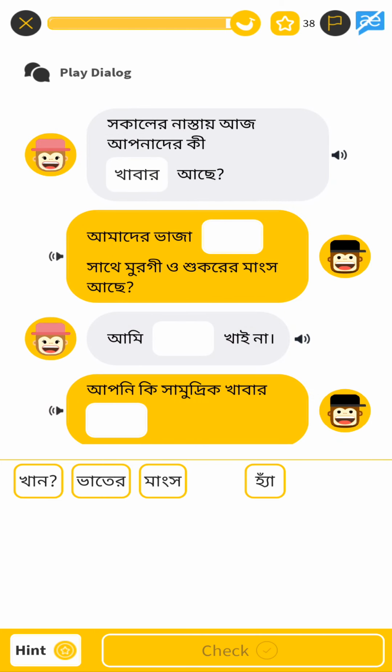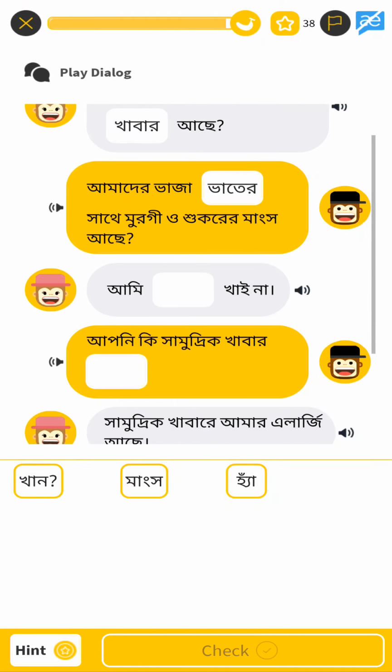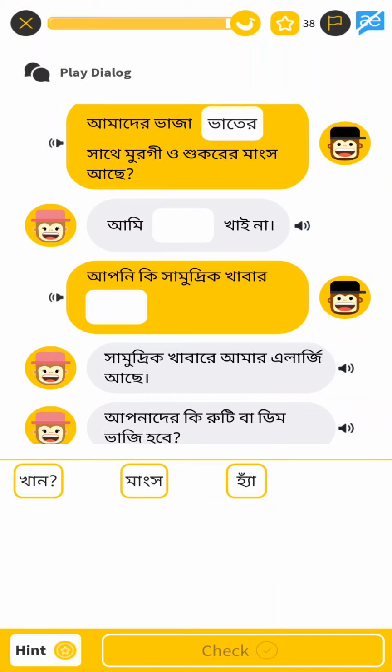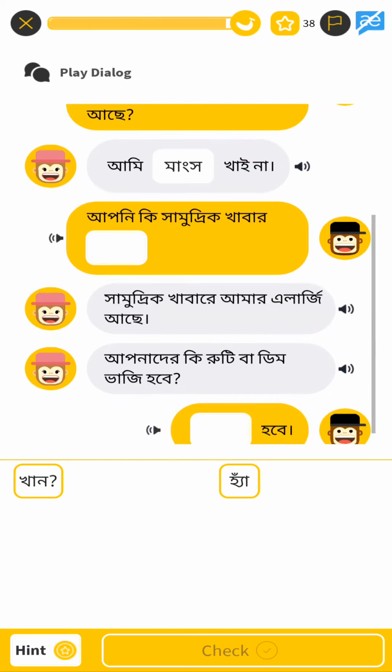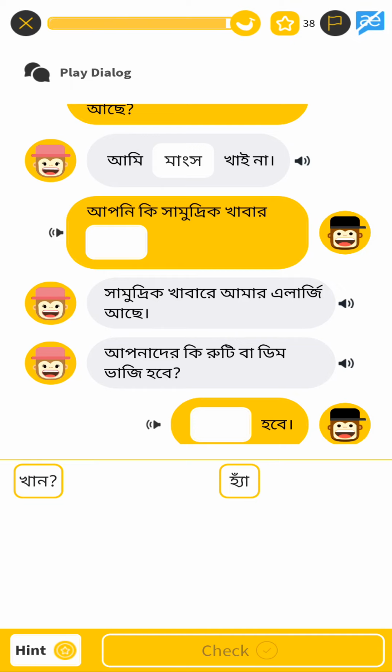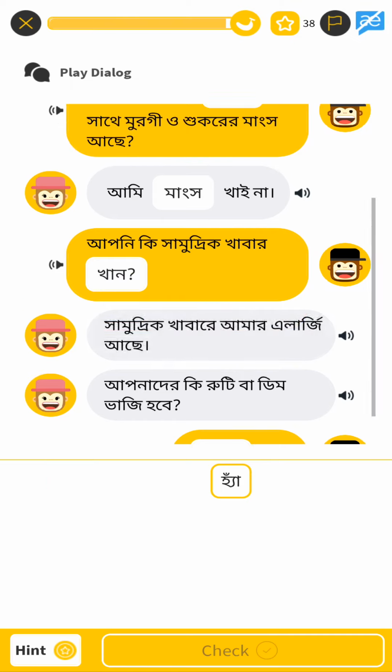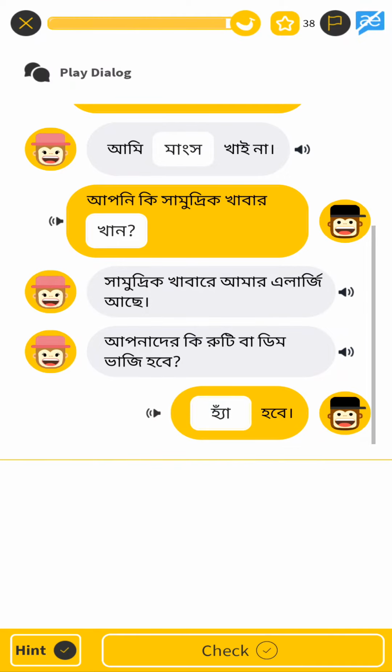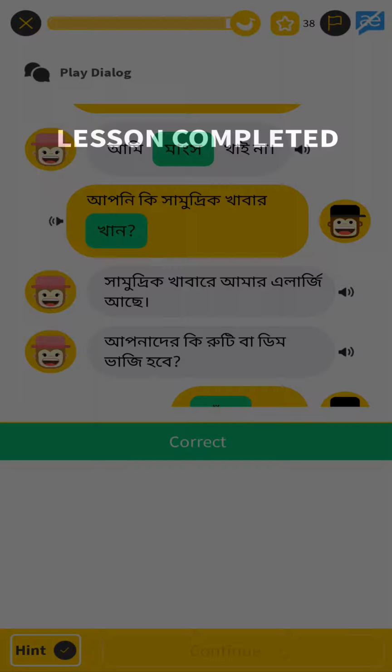Amader paja something, so it'll be fried something. So I'm gonna say it's fried rice, pat there. Ami something kaina. So that might be meat, as in I don't eat meat. Apni ki shamudrik kabar khan. And then for the last one. Hooray!